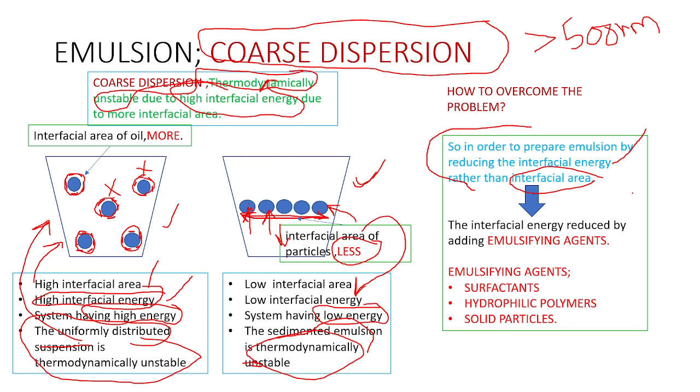What are the agents that will reduce the interfacial energy? Nothing but emulsifying agents. Emulsifying agents will reduce the interfacial energy. Examples of emulsifying agents are surfactants, hydrophilic polymers, and solid particles.